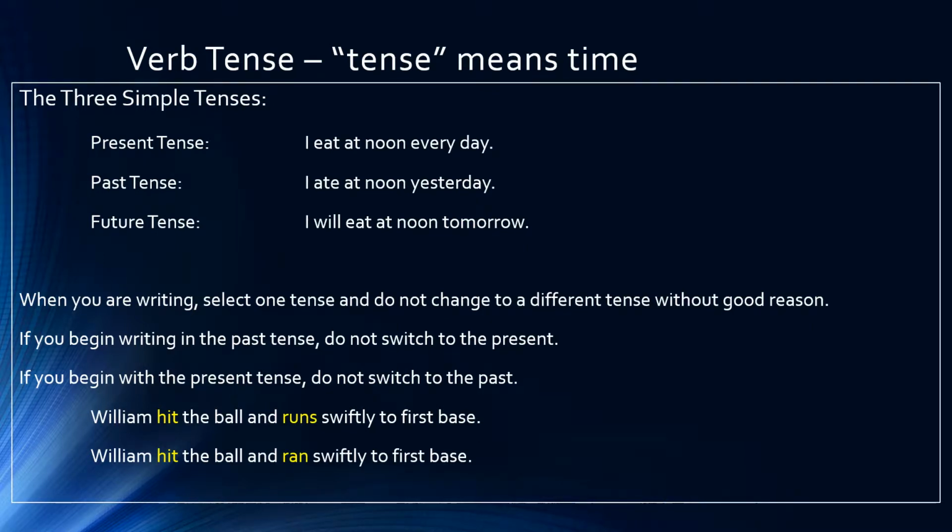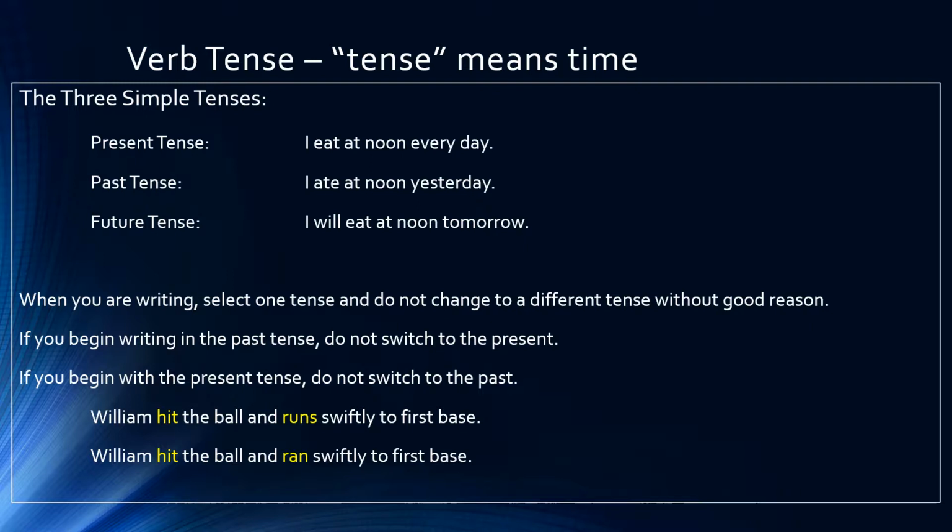Now, a couple of things that we need to keep in mind. When you're writing and you've selected one tense of a verb and you have another verb in that same sentence, don't change to a different tense in that sentence without good reason. For instance, if you begin reading or writing in the past tense, don't switch to the present tense. If you begin writing with the present tense, don't switch to the past tense.